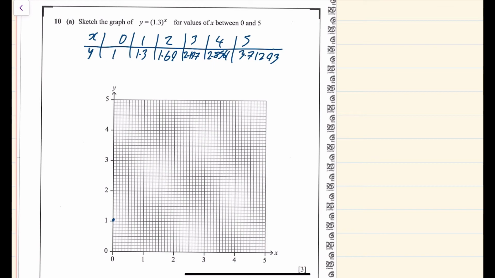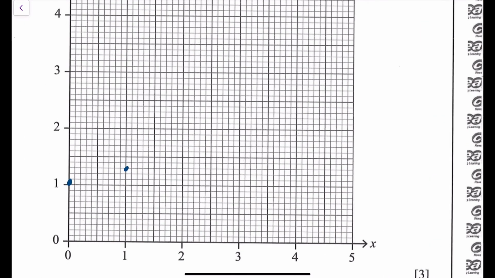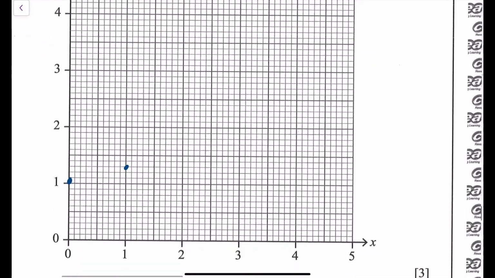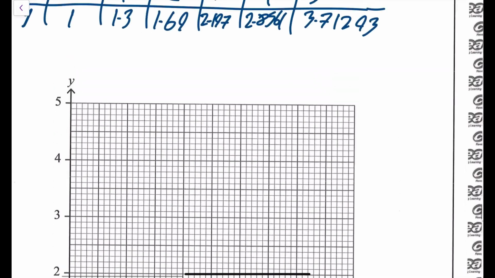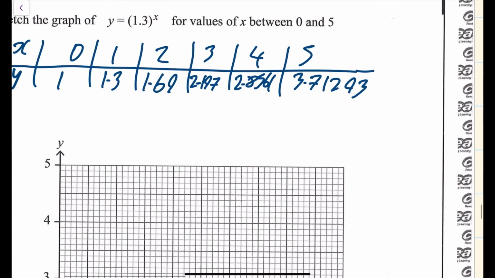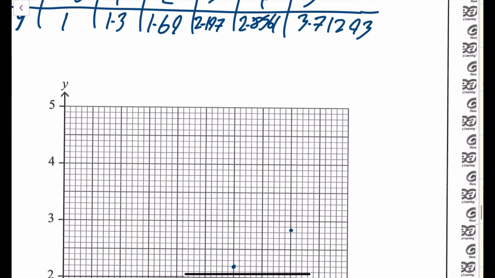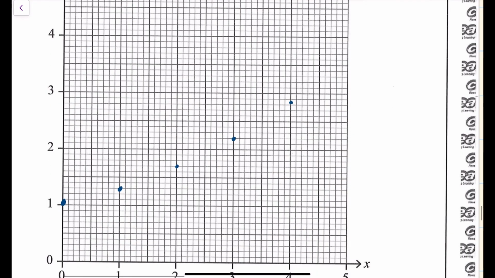At 0, you're at 1. At 1, you're at 1.3. So 1.3 is here. At 2, you're at 1.69. At 3, you're at 2.19. At 4, you're at 2.85. 2.85, it's going to be here. At 5, you're at 3.71. 3.71.